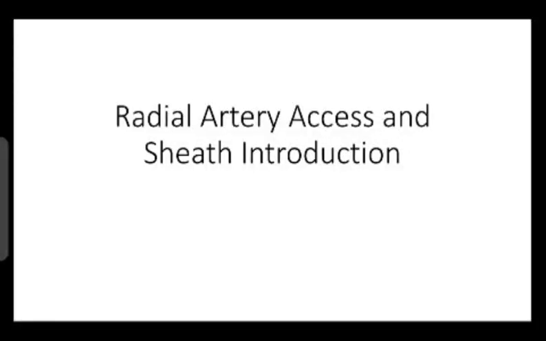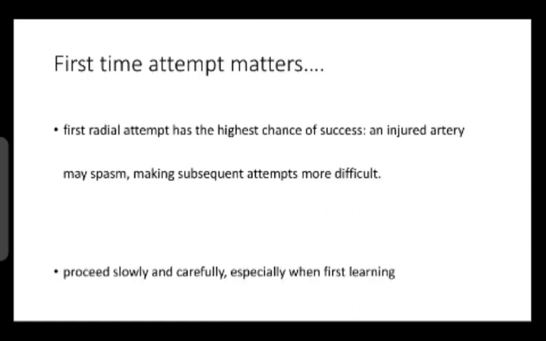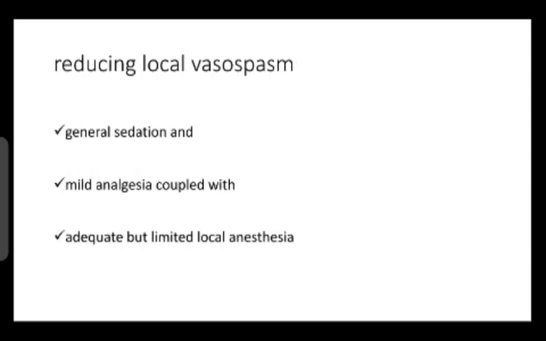Radial artery access and sheath introduction. The problem: a common cause of failed transradial catheterization is unsuccessful radial artery access. The first attempt matters, as it has the highest chance of success. An injured artery may spasm, making subsequent attempts more difficult. Proceed slowly and carefully, especially when first learning.